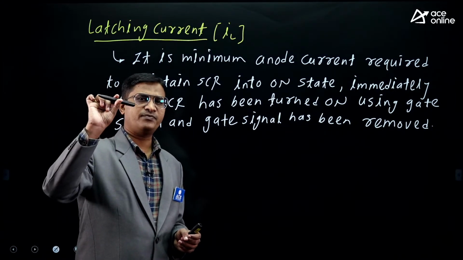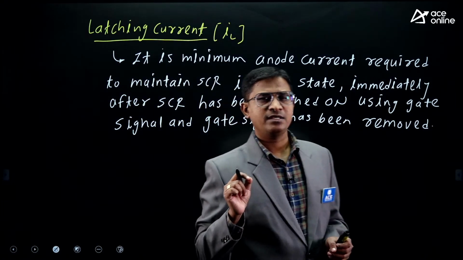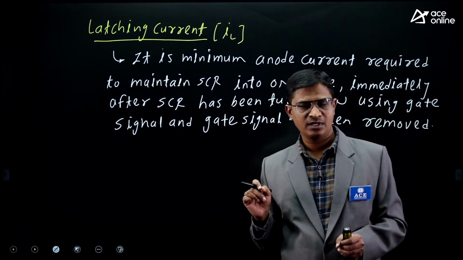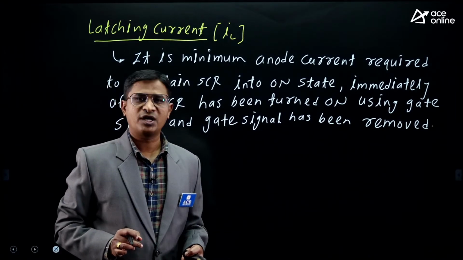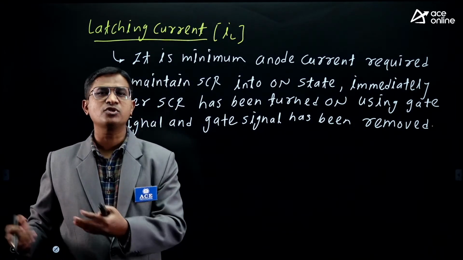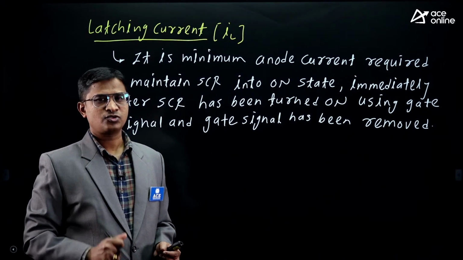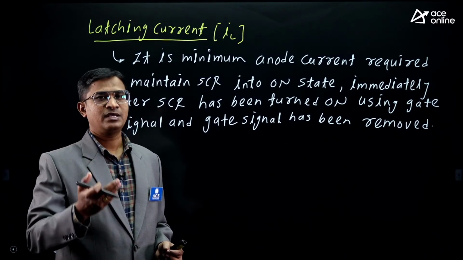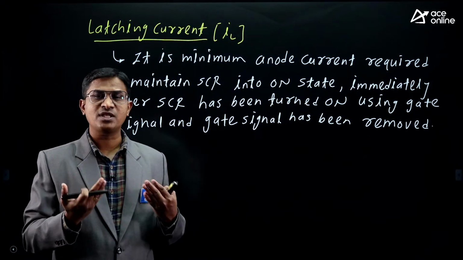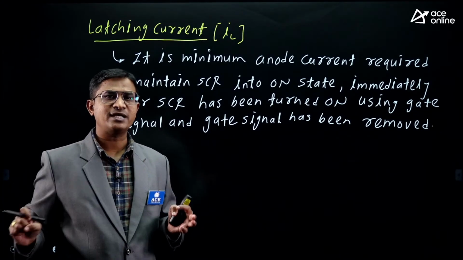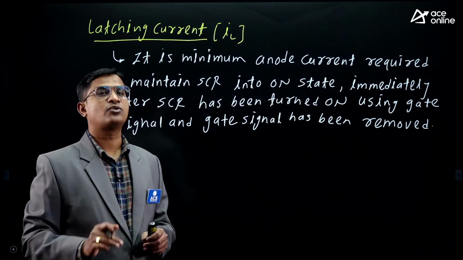For example, suppose this is my SCR. The first thing we know from the operation of SCR is that it is a semi-controlled switch. We can turn on the SCR by using the gate signal or gate current. But when SCR turns on, after that, if I remove the gate signal, my SCR will not come back to the off state. That's why SCR is like a latching device. We can turn on the SCR by using the gate signal, but if I remove the gate signal, my SCR will not turn off. Therefore, it is known as a semi-controlled switch.